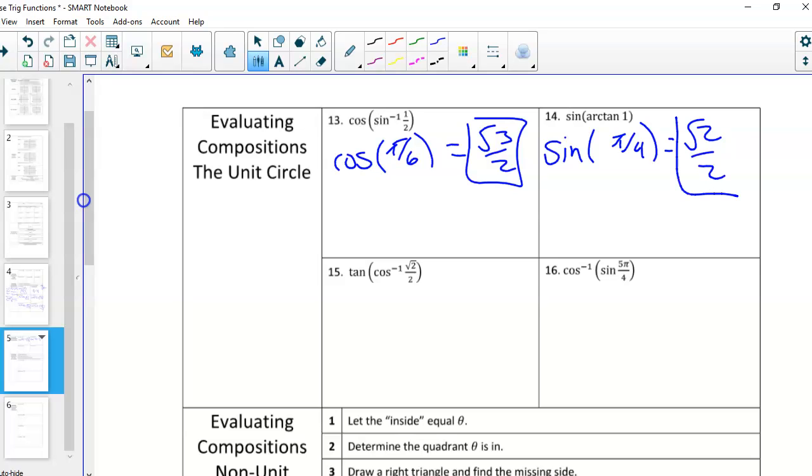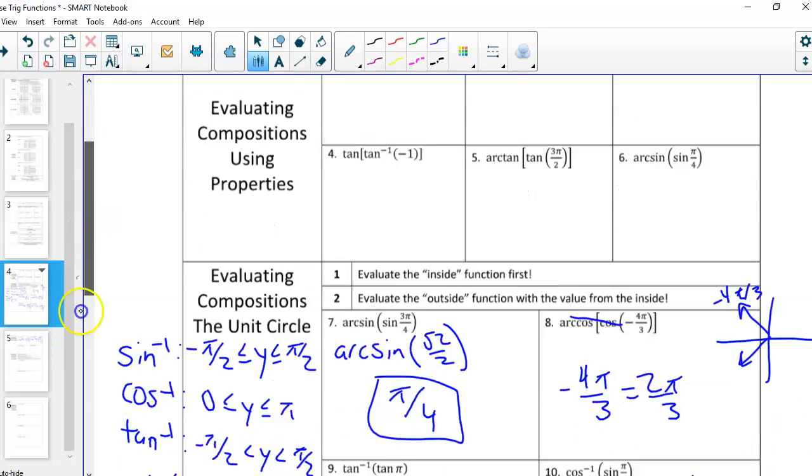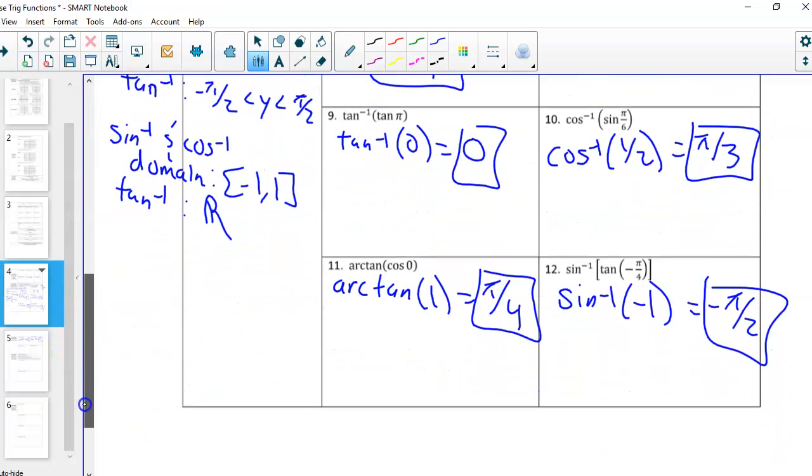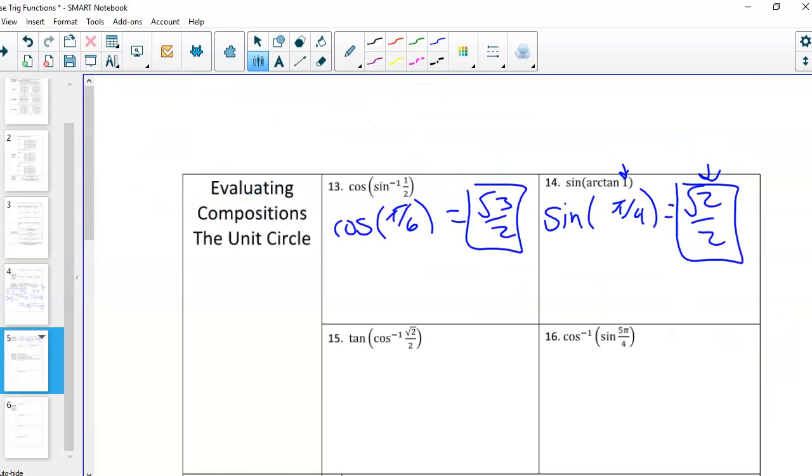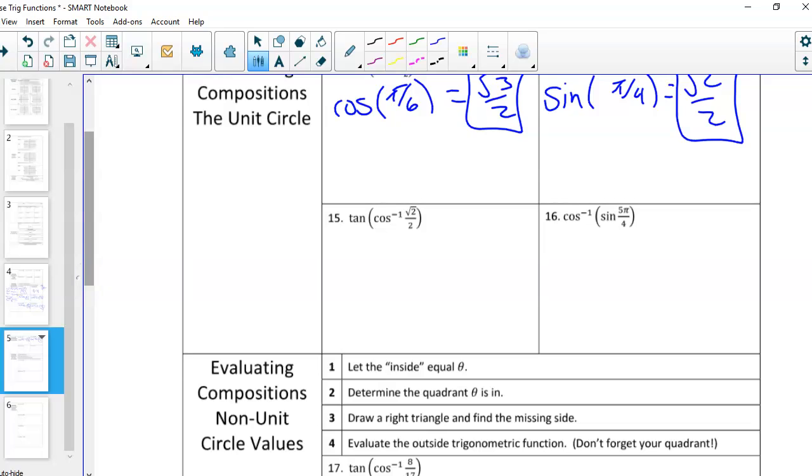So depending on what is inside will be the opposite of what you get as a final answer. Sorry, that was wrong. It'll be the same type as what you get. If you start with an exact value, you end with an exact value. You start with an angle and you end with an angle. So what is inside should tell you what you should end with. Go ahead and do these two.